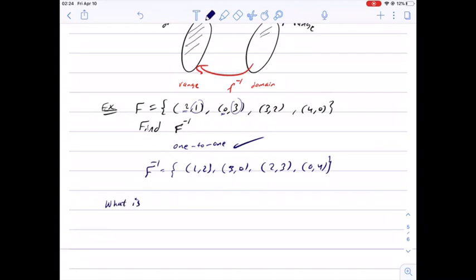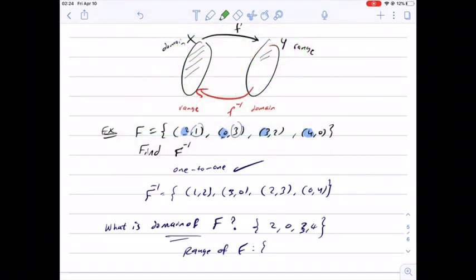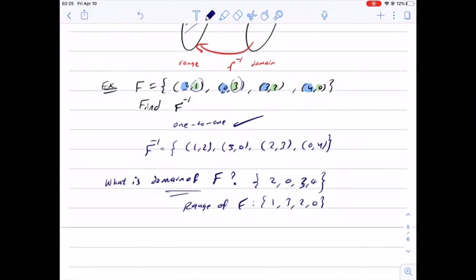What is the domain of f? The domain of f is the x coordinates. So the domain is 2, 0, 3, and 4. What is the range of f? The range of f is the y coordinates: 1, 3, 2, 0.